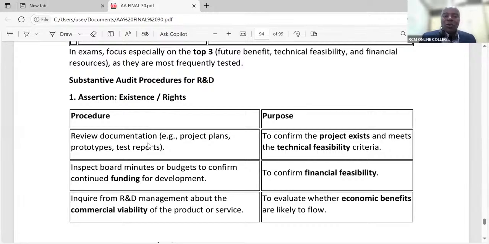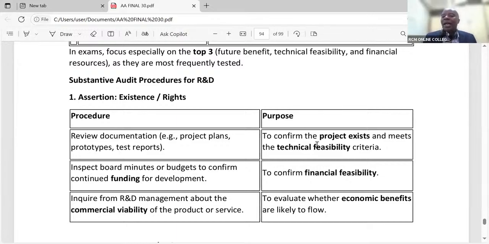So the first one, of course, there will be a lot of inspections. I will ask for documentations as an auditor. So I'll be doing review documentations, project plan, prototypes, if there are any test reports, if there are engineers who came, for example, to do tests. I would want to see this. And why am I doing this as an auditor? To confirm that for sure the project exists and meets the technical feasibility criteria.